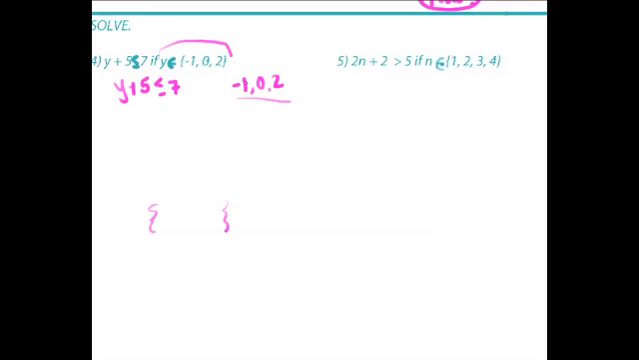If I start with negative 1, I'm going to sub out y for negative 1, plus 5 is less than or equal to 7. Negative 1 plus 5 is positive 4. So is positive 4 less than or equal to 7? Is that a true or false statement? It's true, right? So if it's true, you're going to put negative 1 in your final solution set.